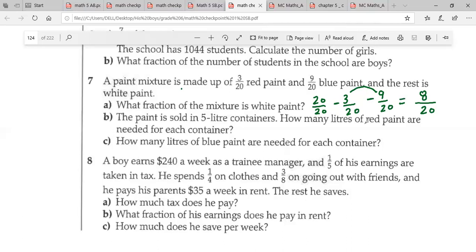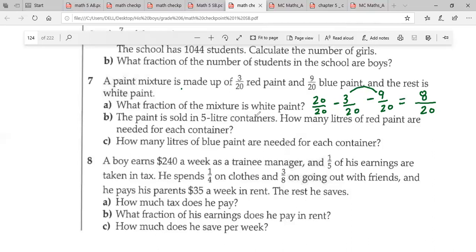The next one, the paint is sold in 5-liter containers. Choose one of you. Mustafa, Muhammad Basim, open your mic, Muhammad Basim. Yes, mister. Okay, Muhammad. Read B, please. How many liters of blue paint are needed for each container?